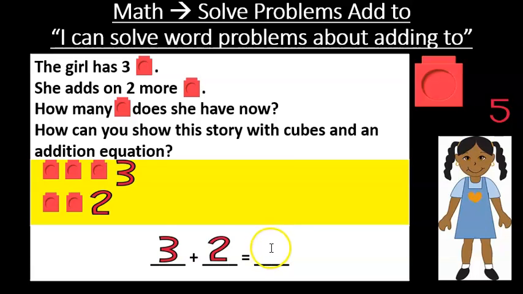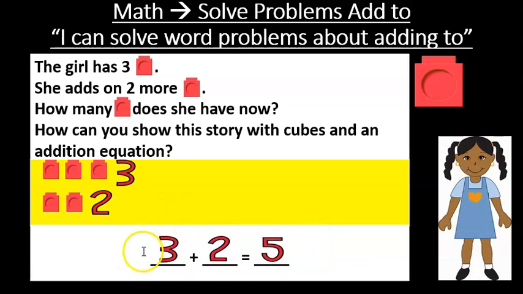To get this number, boys and girls, we're going to have to count up all the cubes, okay? You're going to count it with me. Here we go. 1, 2, 3, 4, 5. So watch, I'm going to get 5. I'm going to insert 5 there, okay? Now look, our addition equation is complete.